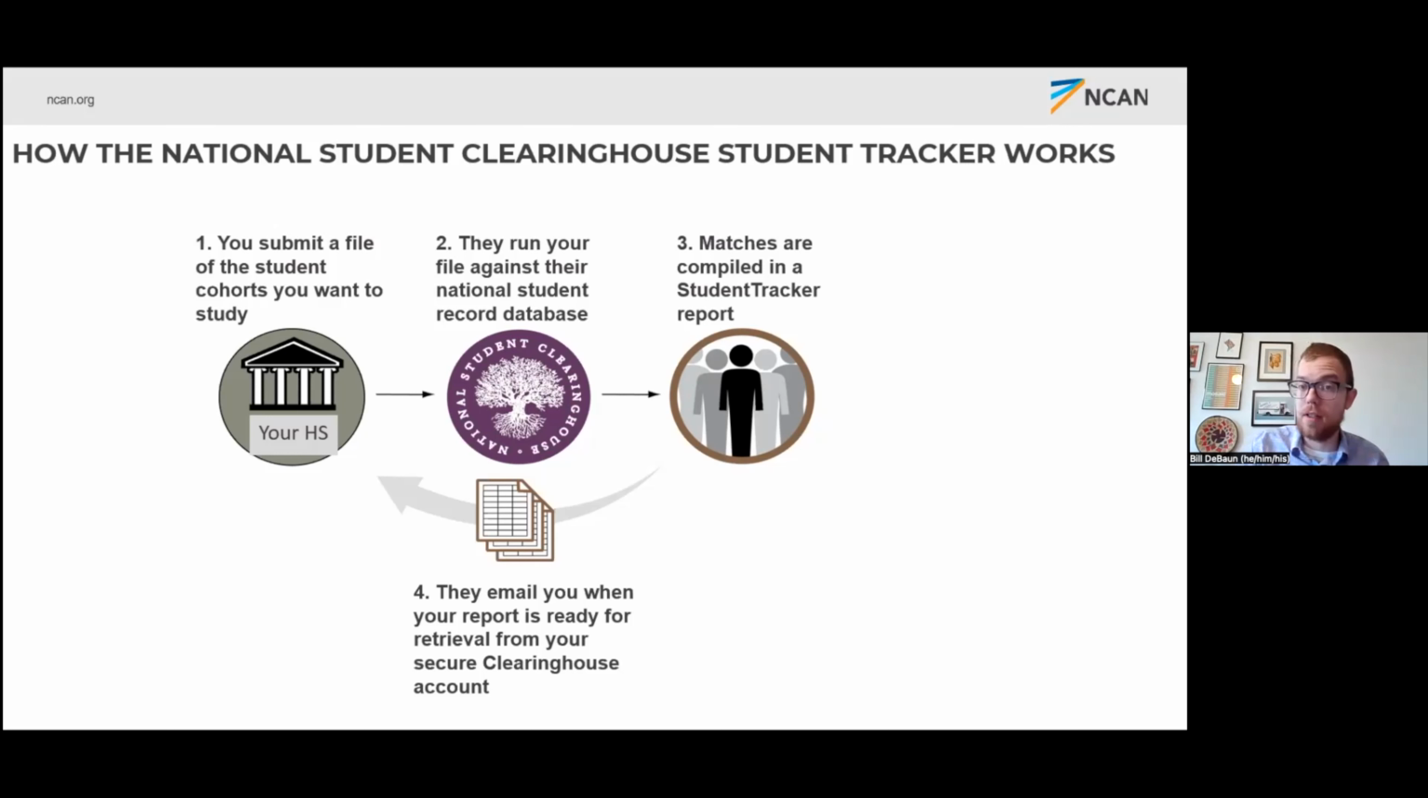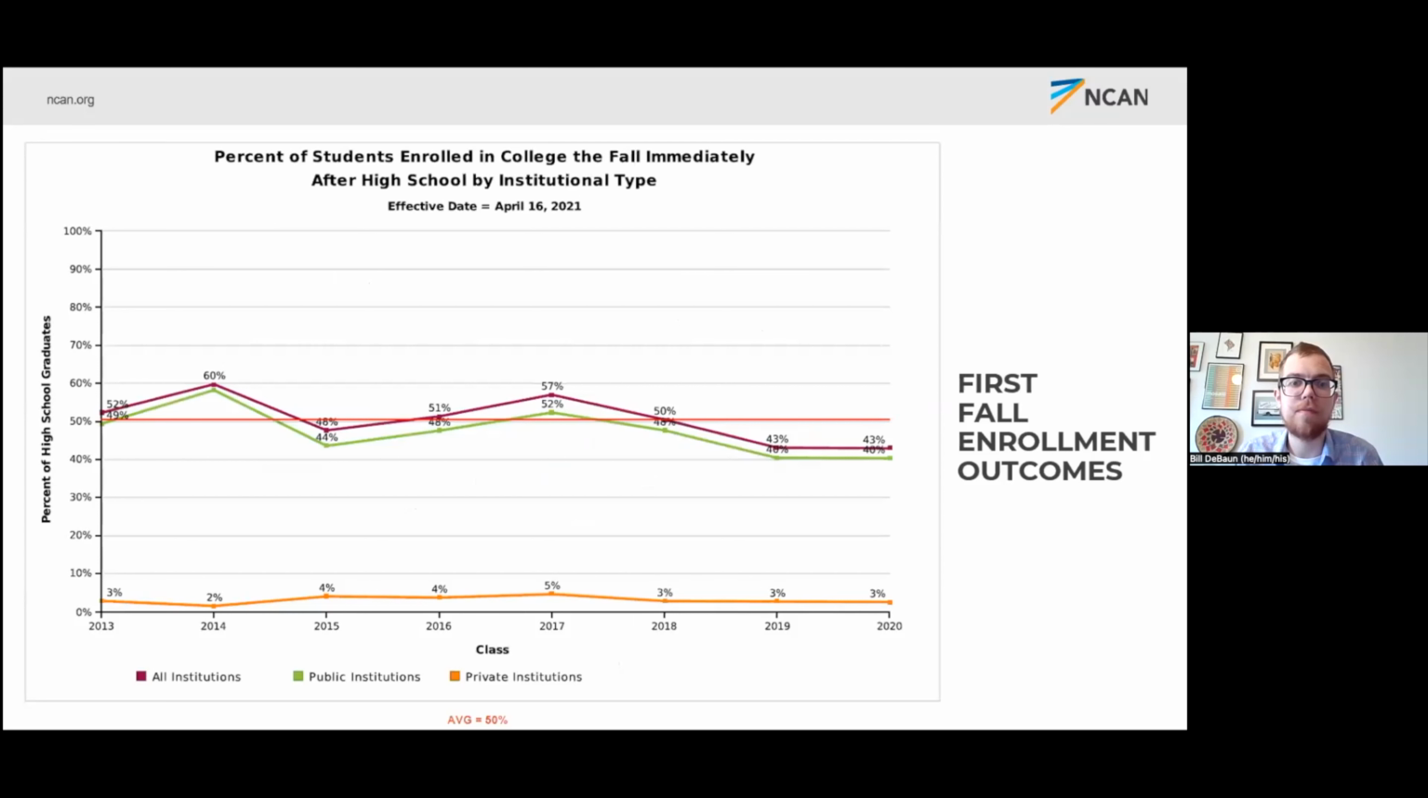It's not a perfect system. There are mismatches sometimes. But in terms of time saved by tracking down individual students and getting that post-secondary enrollment data, it is a real lifesaver for the field, for districts and schools. Super, super useful on that front. And these are the kind of charts that they return, right?